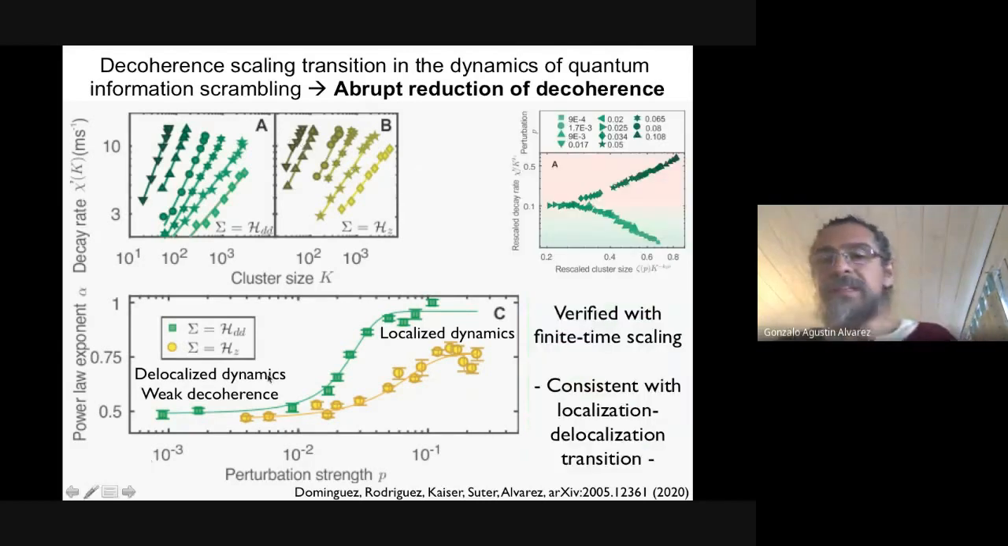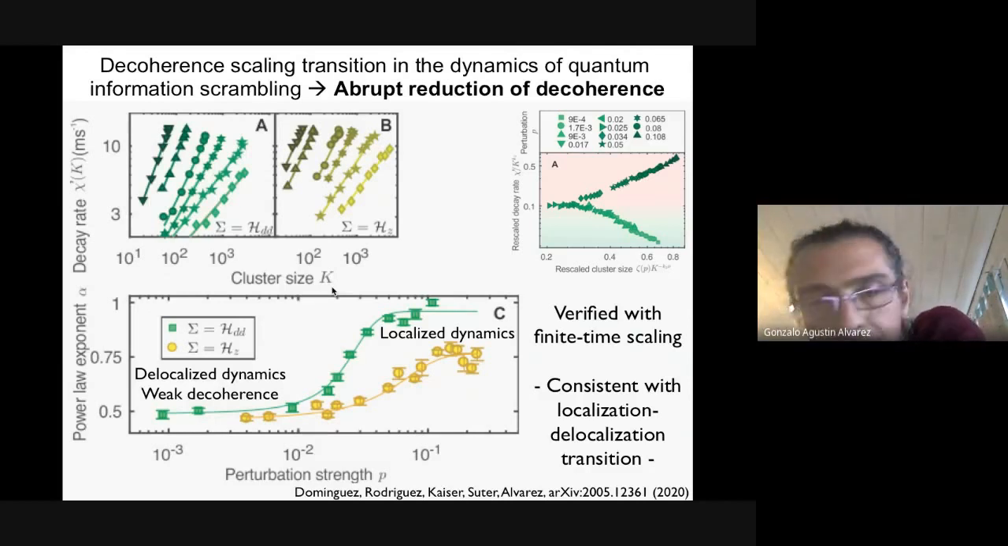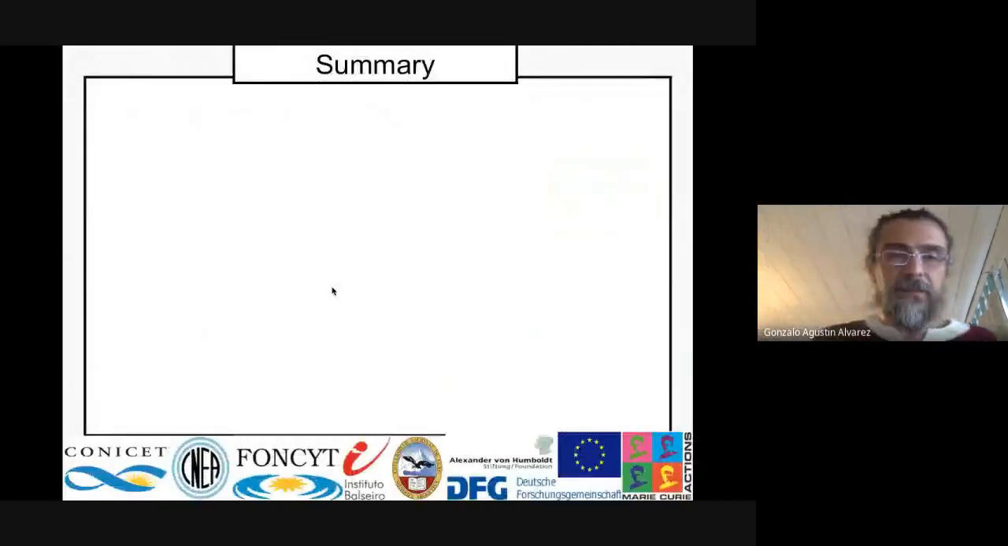And then also what we do is use these tricks that I told you before from many-body localization, these finite time scaling techniques. And we saw that the transition in this scaling of decoherence is also consistent with the transition that I showed you before between a delocalization phase and a localization phase. So the method is very encouraging, because if we are able to reduce the perturbation below a critical value, we can correlate as many spins as we want, but also the dynamics will be more robust against perturbation. So essentially, this was what I wanted to tell you.